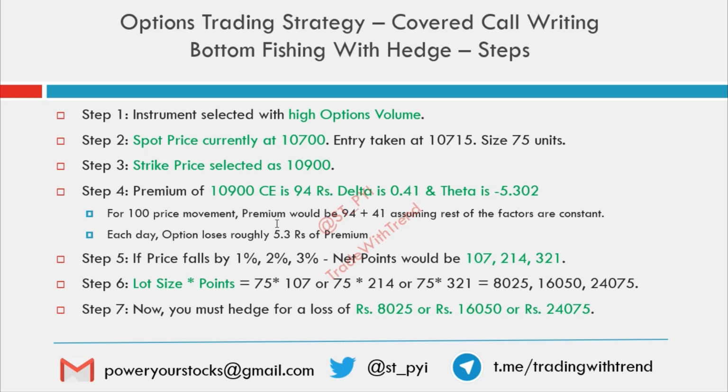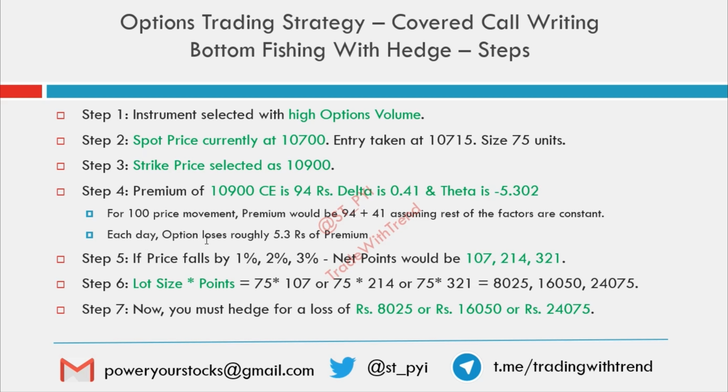Step 4 was also to note down delta and theta value. So delta is 0.41 and theta is minus 5.30. So for every 100 rupees price movement that I see in my particular stock, the premium would go up by 40 rupees. Now why 40 rupees? Because 100 point movement has to be multiplied by delta value. So 0.41 into 100 would be about 40 rupees. 40 rupees added to the initial premium, that is 94 rupees, would come out to about 135, I think.